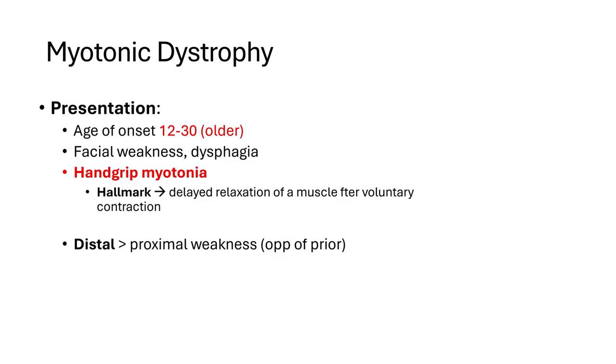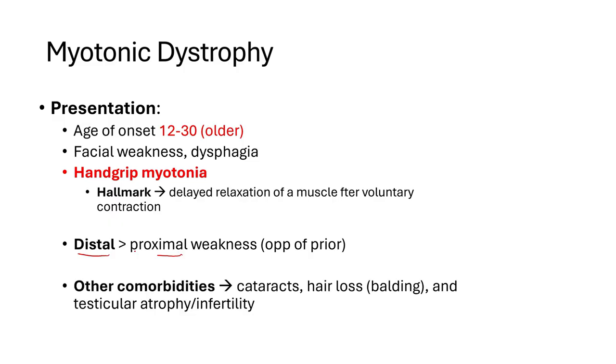Now, also compared to Duchenne's and Becker's, we typically see distal weakness of muscles comparatively to proximal. So it's the opposite of what we classically seen. You can also have other comorbidities, cataracts, hair loss, testicular atrophy, or even infertility.